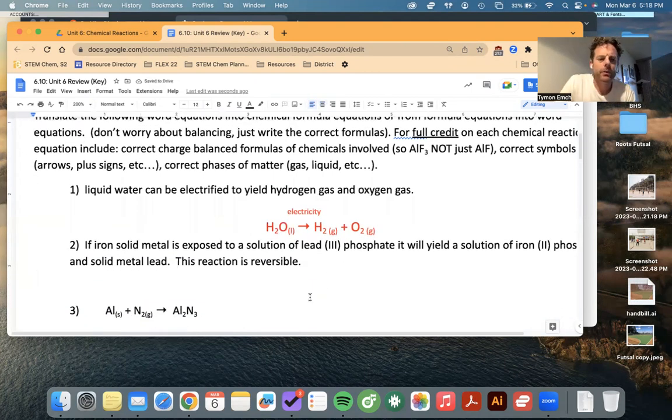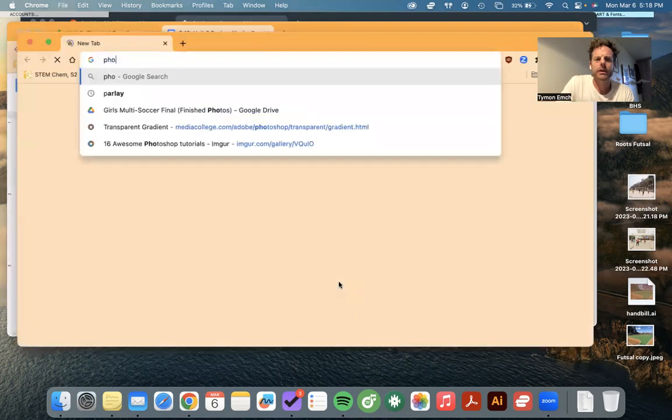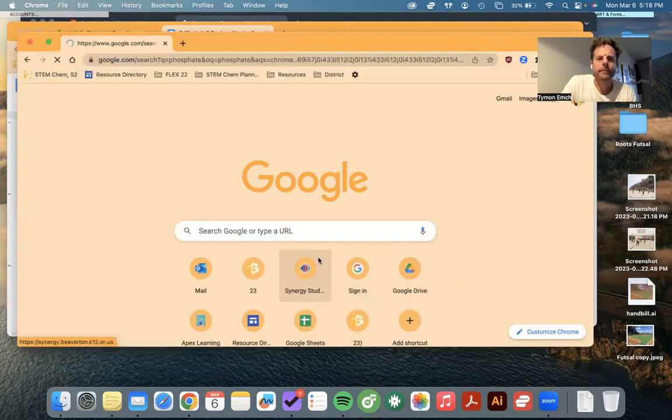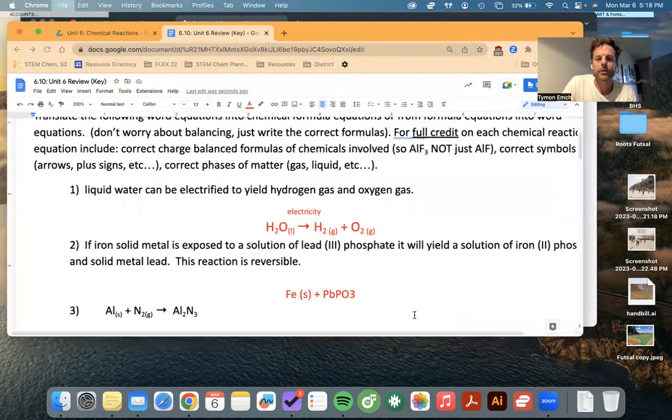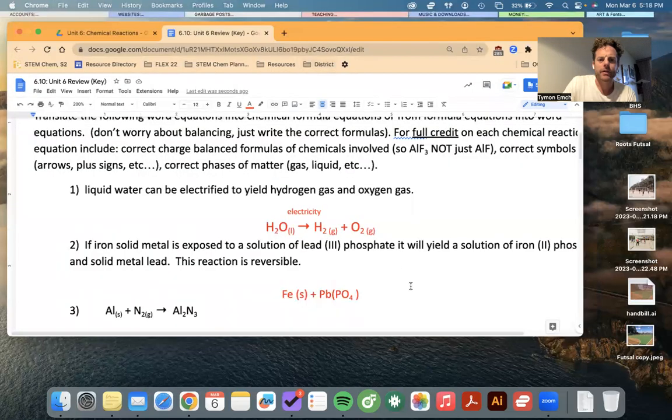Okay, so on this one, let's see what we got here. If solid iron is exposed to a solution of lead 3 phosphate, phosphate I think is PO3. Let's check it out. You need your polyatomic for this. Phosphate is PO4. All right, bam. And what's kind of crazy about lead 3 phosphate is this is going to give up a +3, and I believe the phosphate is also -3, so that should be fine right there.